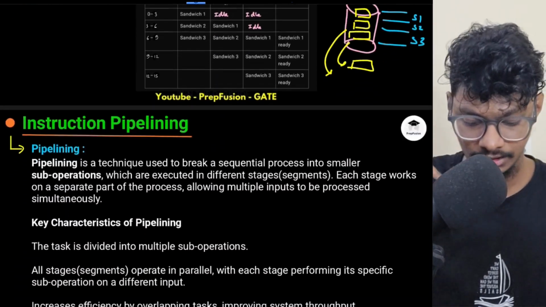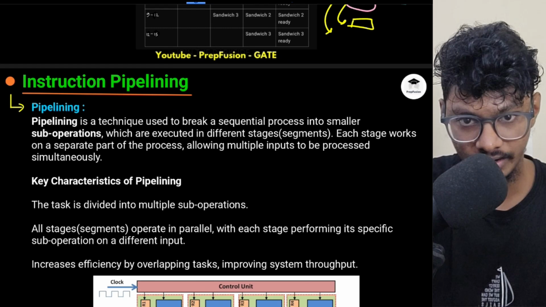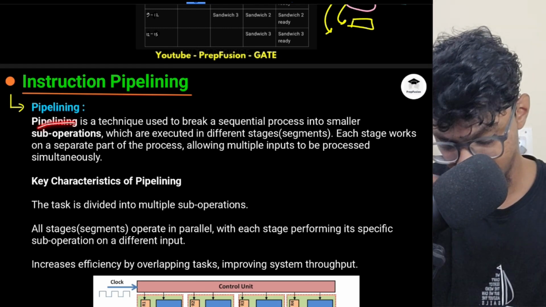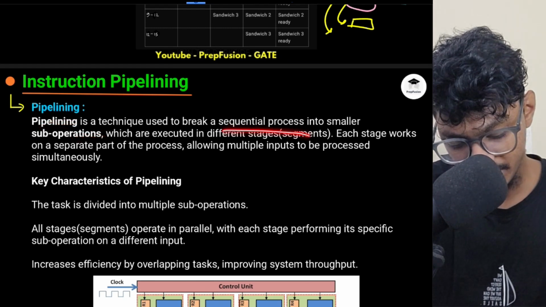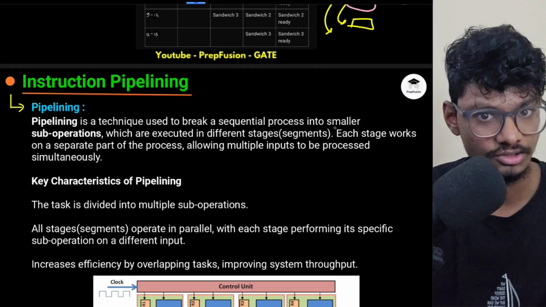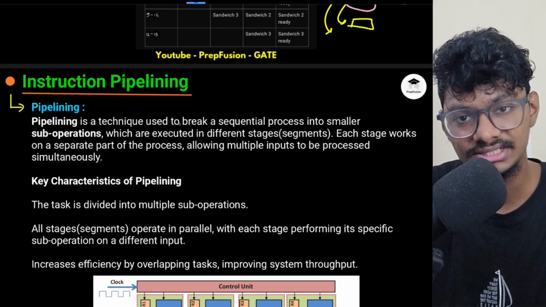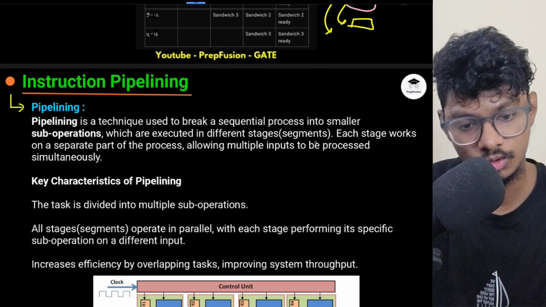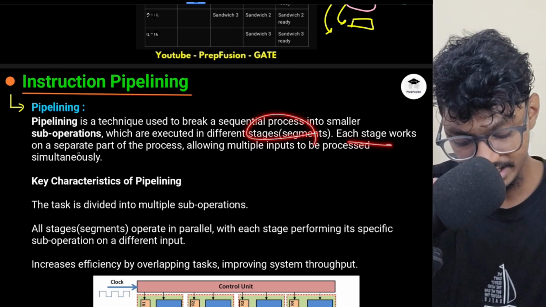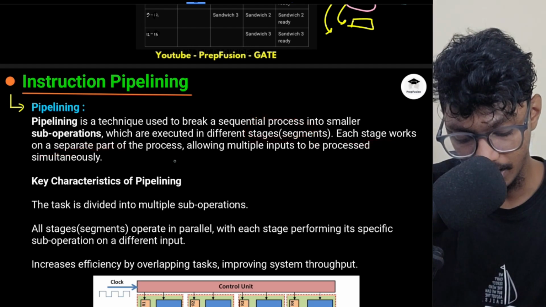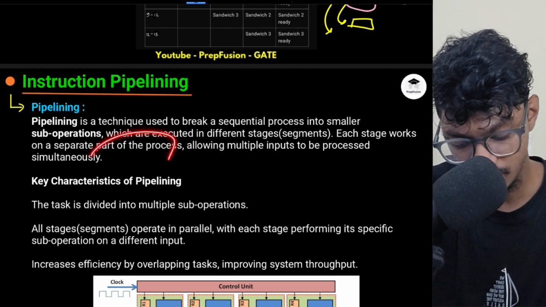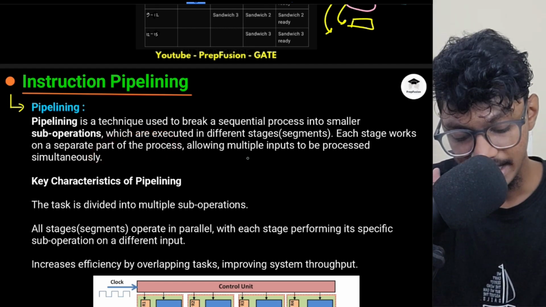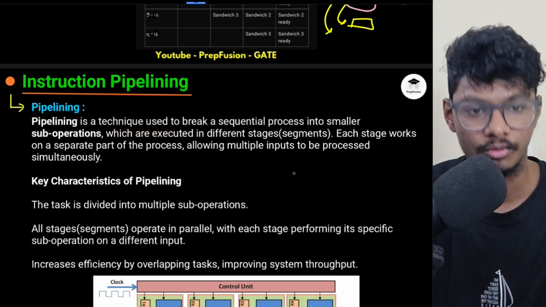Okay. So in COA, we use this concept known as pipelining. Pipelining is a technique used to break sequential processes, they have to be sequential, do remember, into smaller sub operations which are executed in different stages, also called segments. Each stage works on a separate part of the process, allowing multiple inputs to be processed simultaneously.